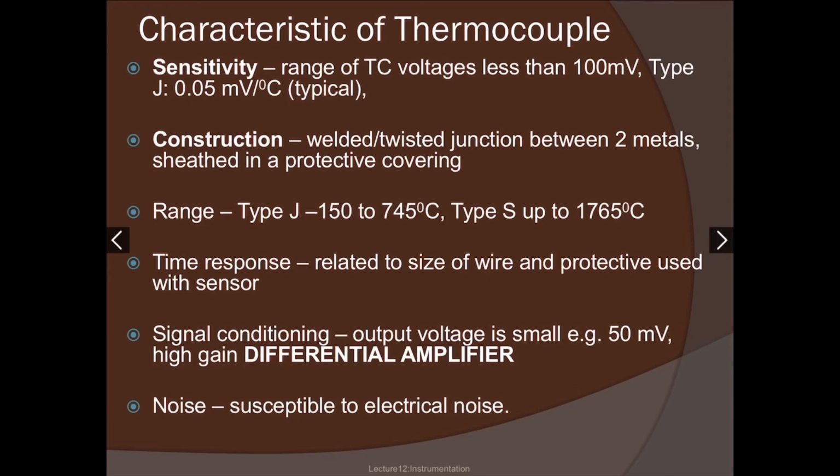Let's discuss the characteristics of thermocouple. In terms of sensitivity, the sensitivity of thermocouple is considered small, which is shown by the range of voltage output that is usually just less than 100 millivolts. Therefore, the sensitivity is small. For example, type J has sensitivity of 0.05 millivolt per degree C.